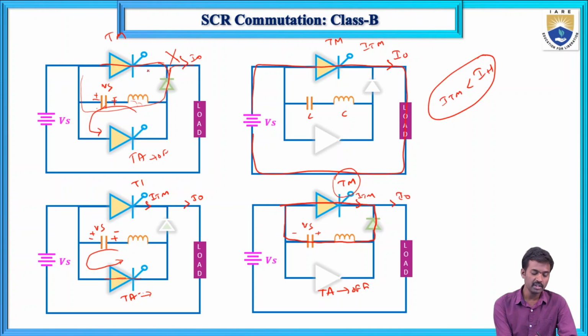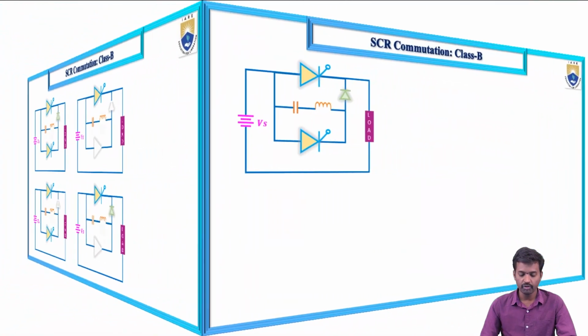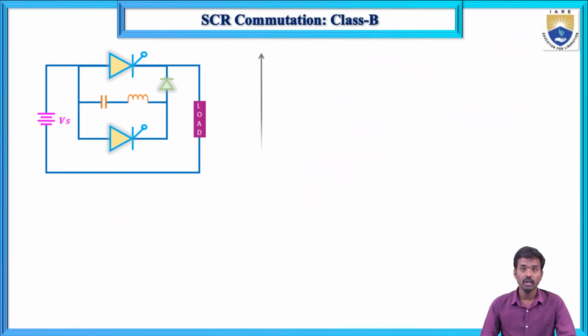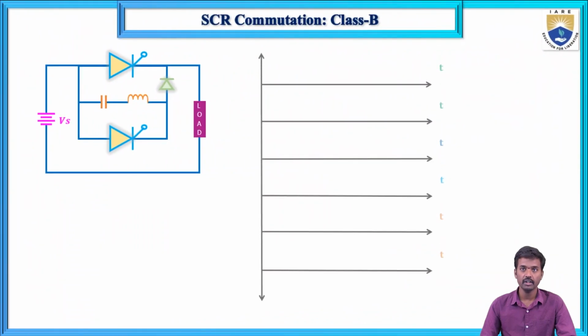Now here, the current is flowing in this direction, which means the main thyristor current will decrease. When it goes to the holding current, this thyristor will be turned off.